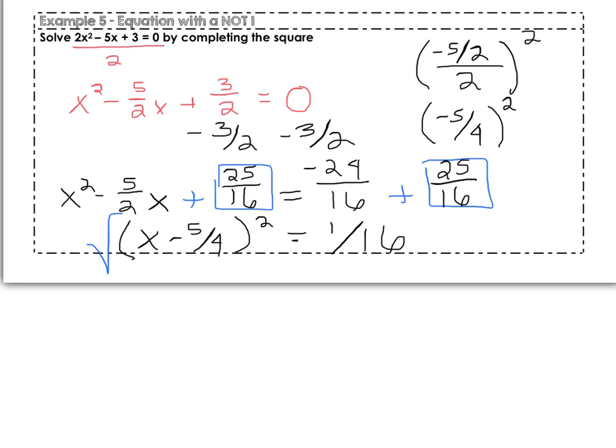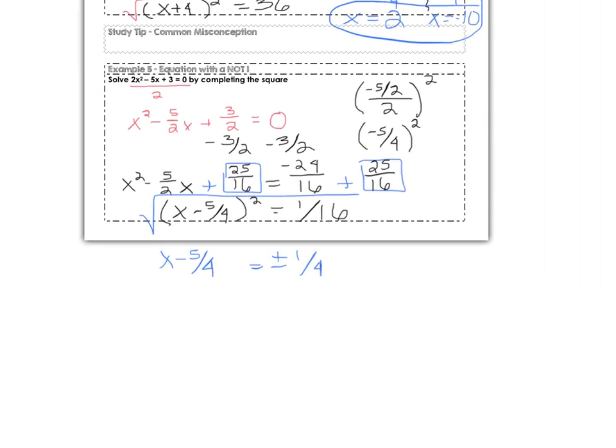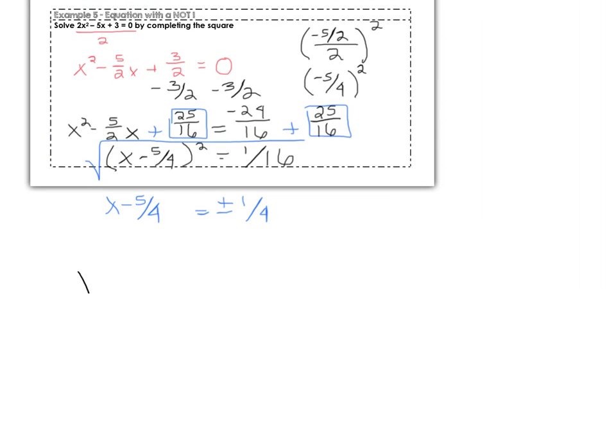Now I'm going to take the square root of both sides. We have x minus 5 fourths is equal to the plus or the minus. Well, the square root of 1 16th is 1 fourth. So now we can create our two separate equations just to kind of space things out. So we have x minus 5 fourths is equal to positive 1 fourth. And we have x minus 5 fourths is equal to negative 1 fourth.